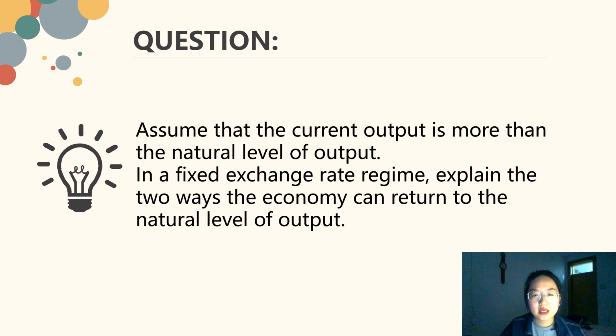Today I will present Chapter 20. The question is: assume that the current output is more than the natural level of output. In a fixed exchange rate regime, explain the two ways the economy can return to the natural level of output.